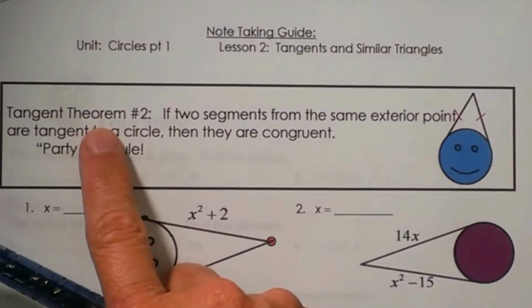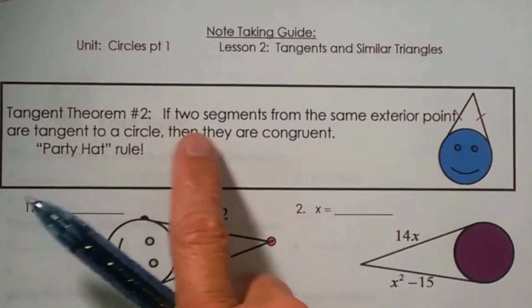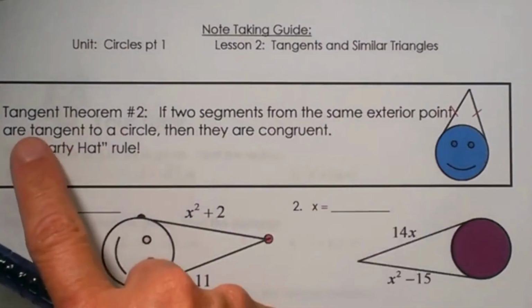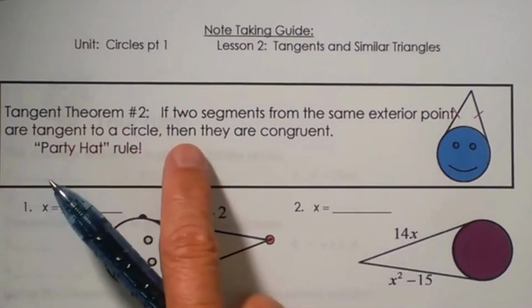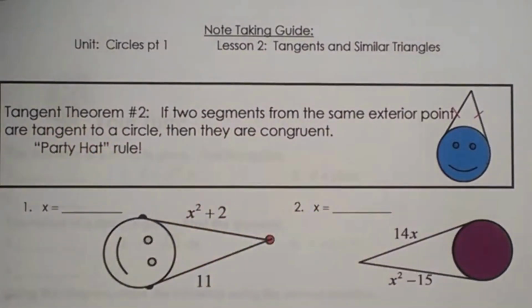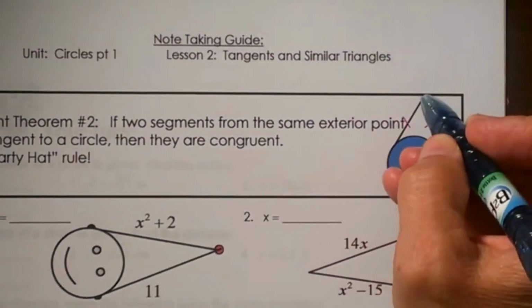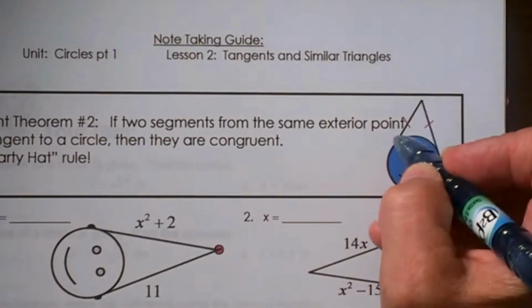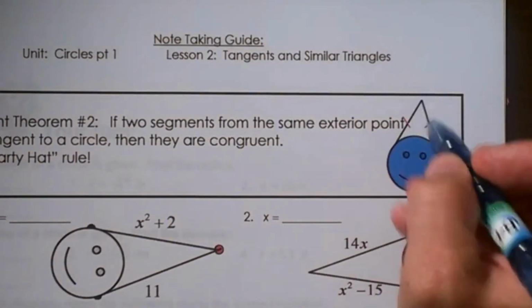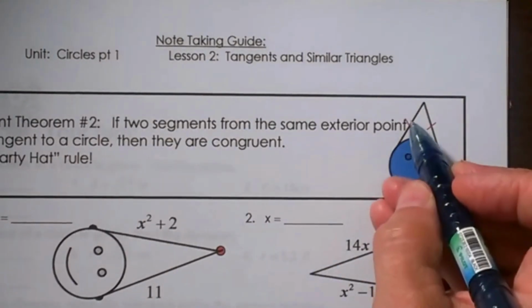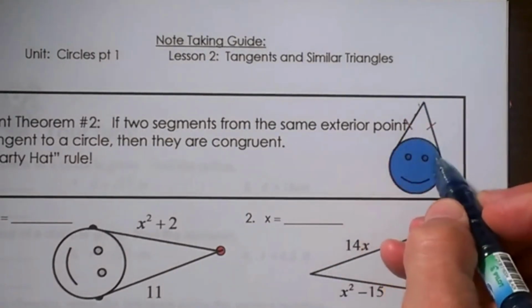Tangent theorem number 2 says if two segments from the same exterior point are tangent to a circle, then they're congruent. Okay, so let's see what that means. We've got a circle here, and a point on the outside, and two segments drawn to the circle that are tangent, so they touch in one place.